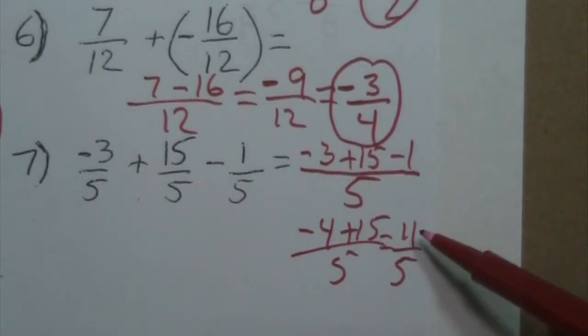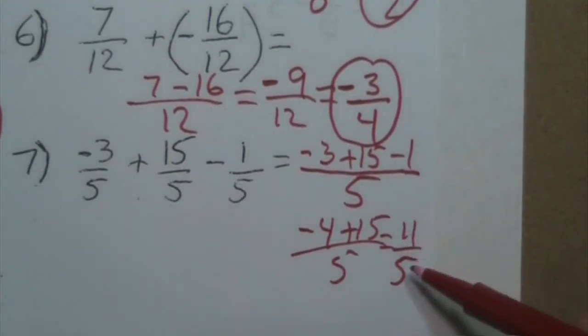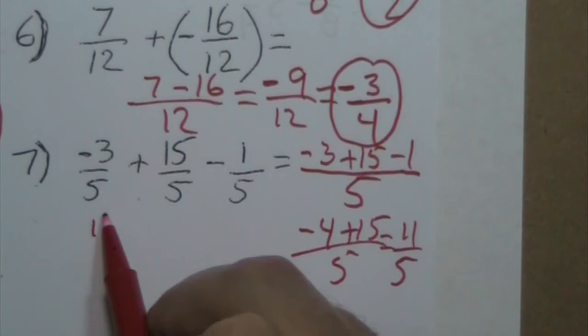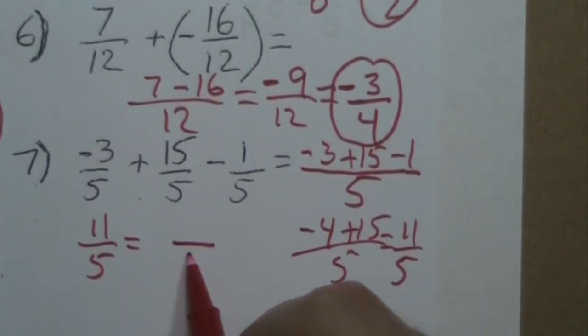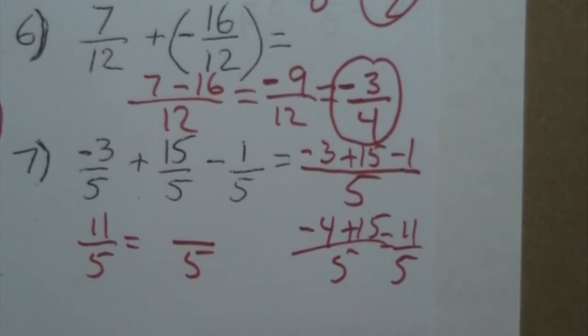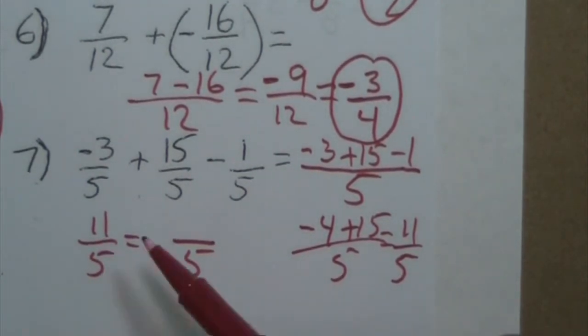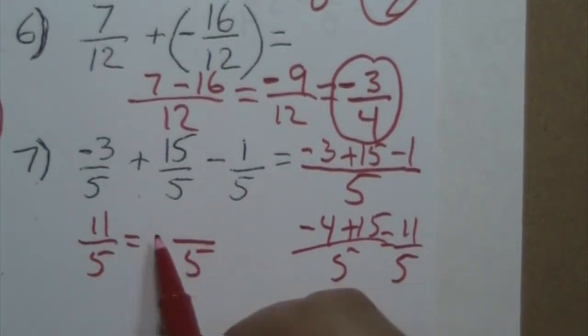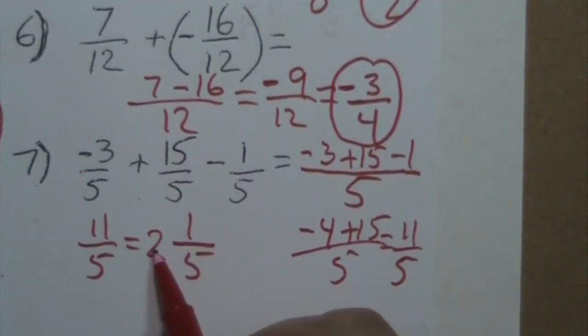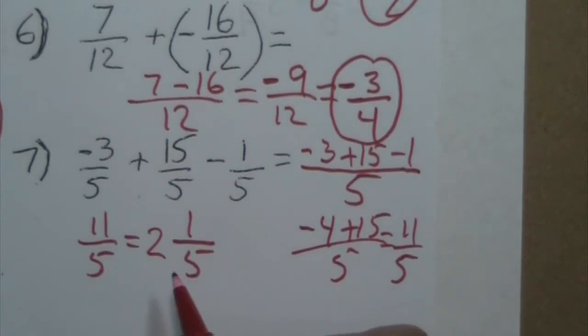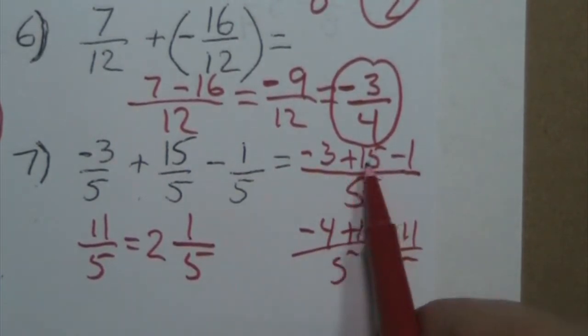Is that our answer? No, no, not on this planet. So if you have 11 over 5, sorry for the messiness, that can be reduced. That's improper. Okay, so 5 goes into 11 twice. That's 10 with 1 left over. 5 times 2 is 10 plus 1 more makes 11. And it's not a negative answer because there's more positive on top.